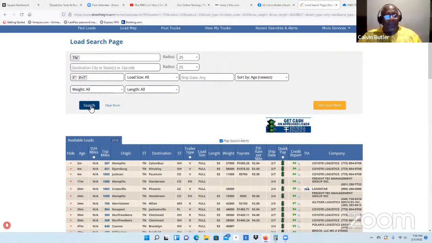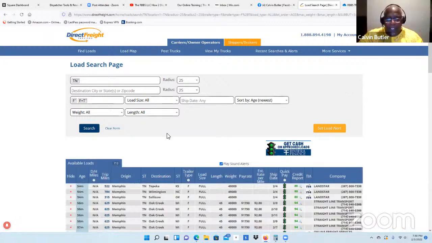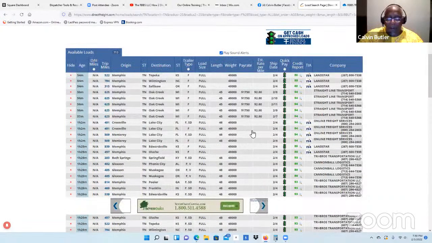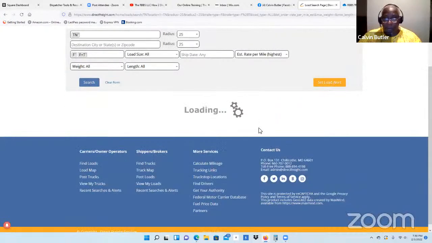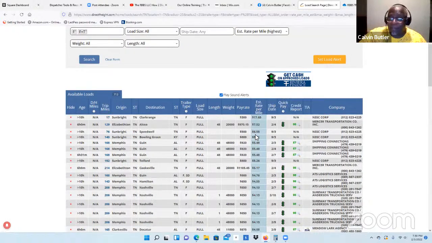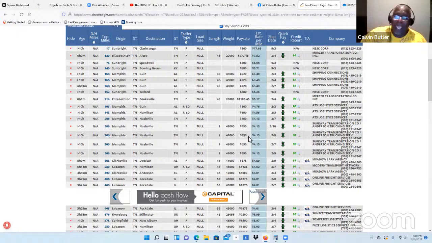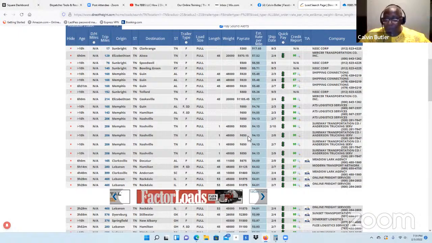So let's take a look, leaving out of Tennessee, going anywhere with a flatbed, and he doesn't want to pull more than 40,000 pounds. So that might be a problem, because a lot of flatbed loads are heavy loads. That's why they're flatbed, because they can carry. The flatbed trailers are made to carry heavy weight. Believe it or not, that's what they're made for. They can handle the heavy weight better than a dry van or a reefer can. That's why a lot of flatbed loads are heavyweight loads, because that's what that trailer is made for.